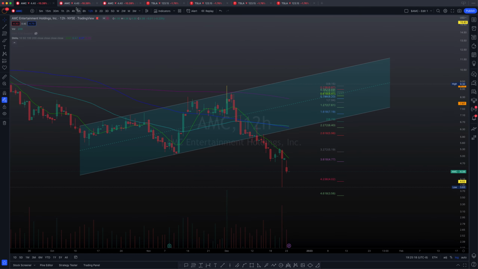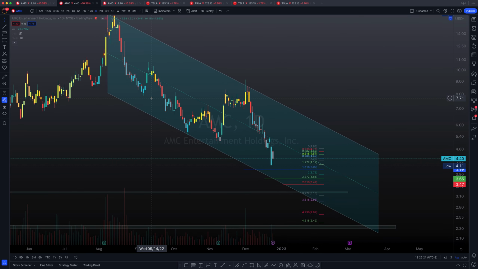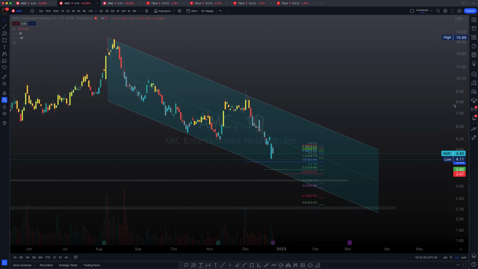So let's go ahead and move the chart over to the daily chart here. And as you can see, we are actually now in a descending channel. And usually descending channels present a bullish outlook. But please do note that I'm counting two tests so far of the resistance of the golden rule of three.